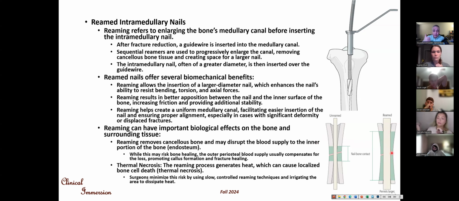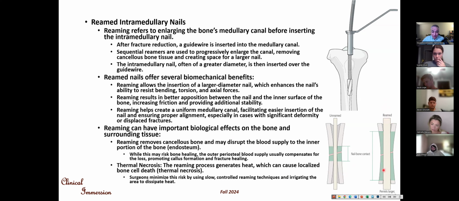It also, when we are reaming, we are actually increasing the blood flow in the whole limb. It is another benefit, but it has several drawbacks. I said there are some limitations. The first one is that when we are reaming, we are destroying all the cancellous bone in the medulla.